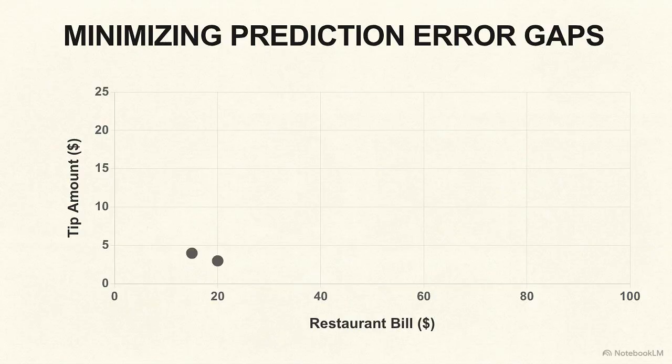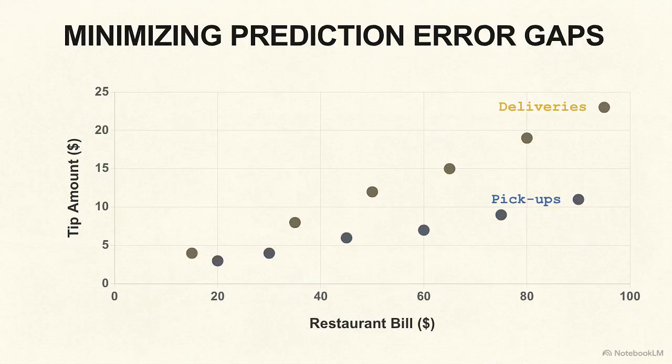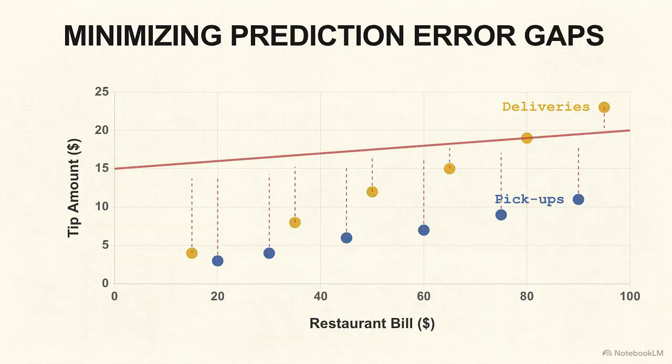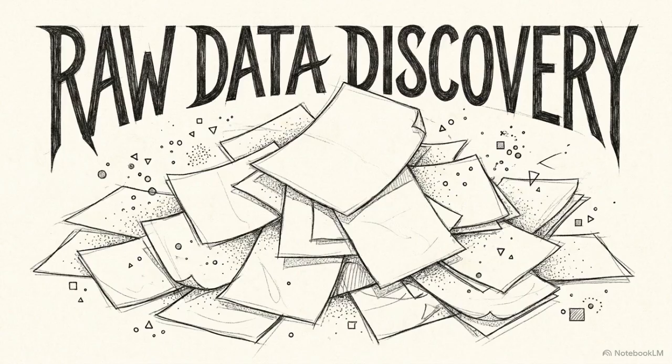This Cartesian plane plots restaurant bills against tip amounts. Data is explicitly labeled: blue dots for pickups, yellow for deliveries. The supervised model predicts the next tip, compares it against known labels, and iteratively closes the error gap until highly accurate. The opposing paradigm is unsupervised learning.